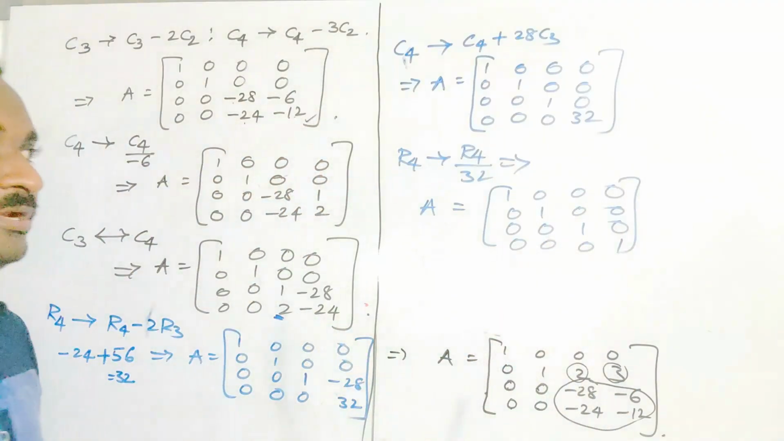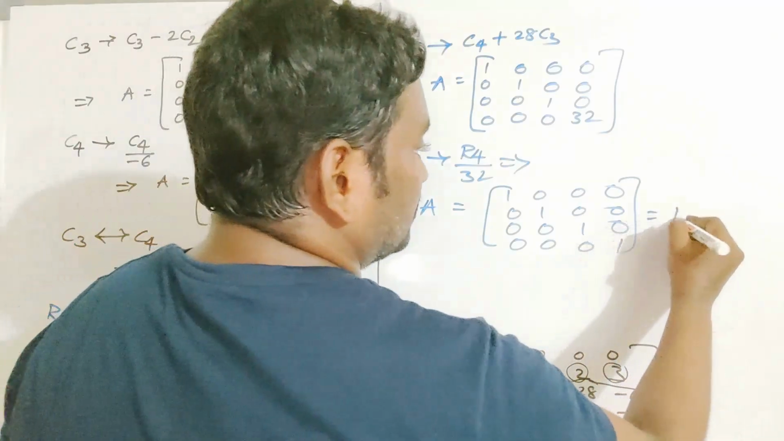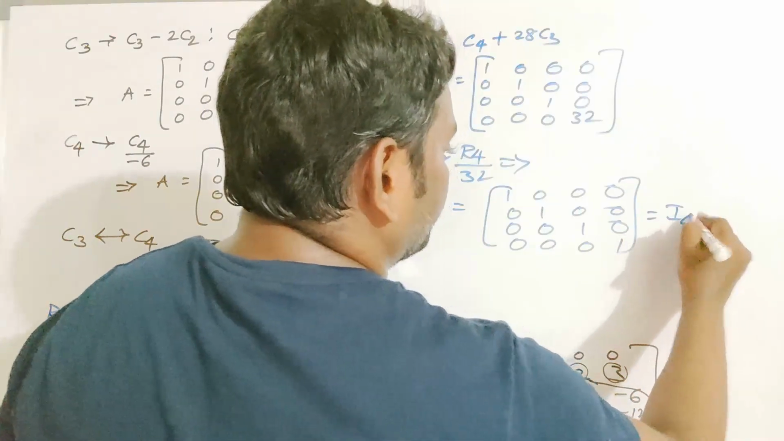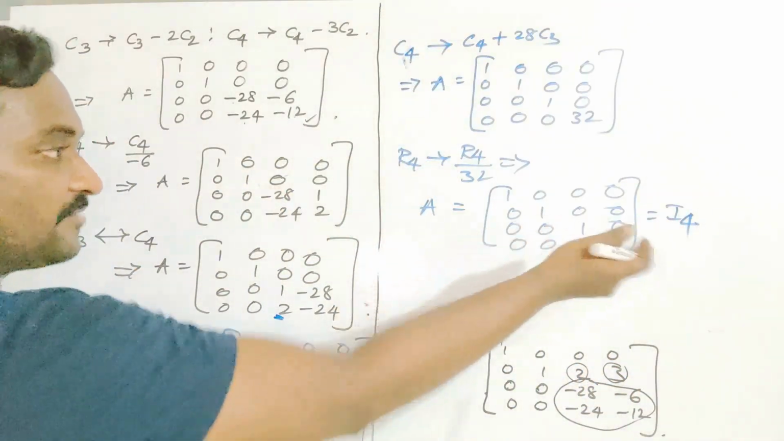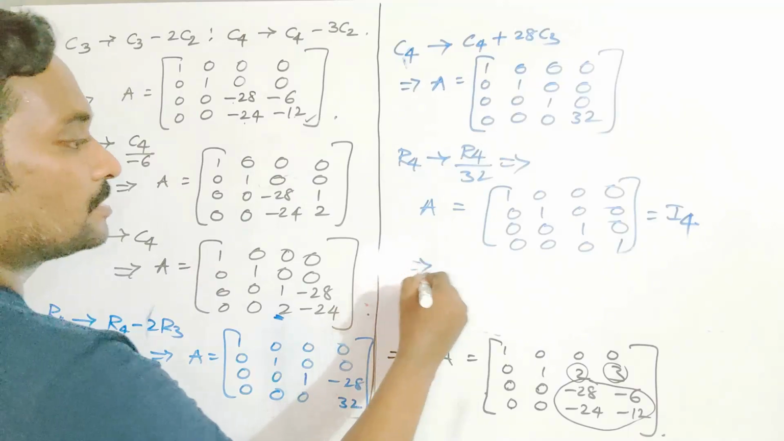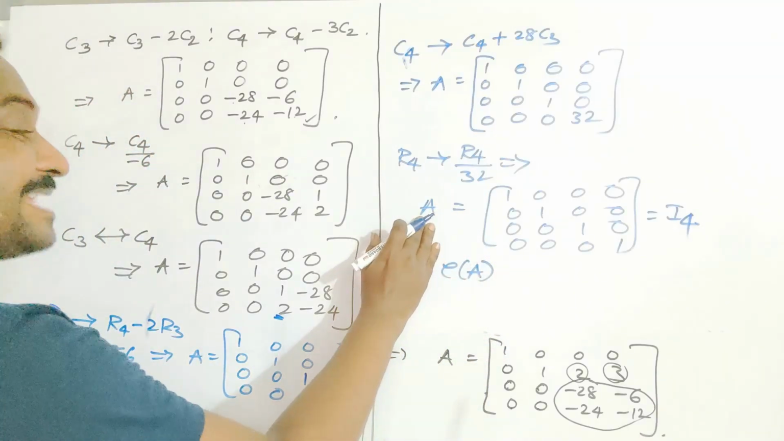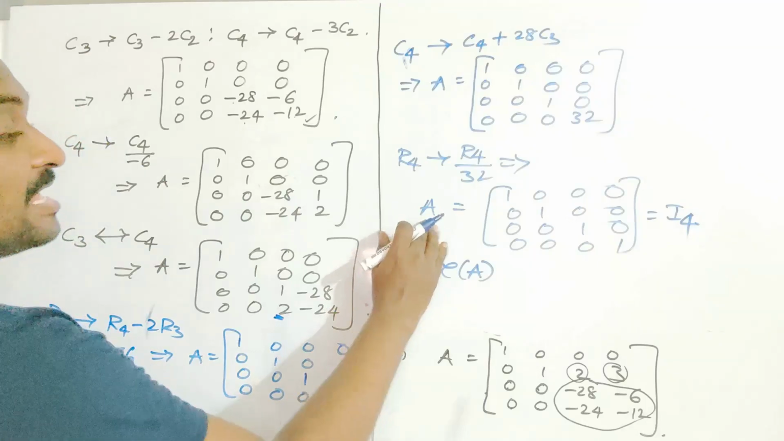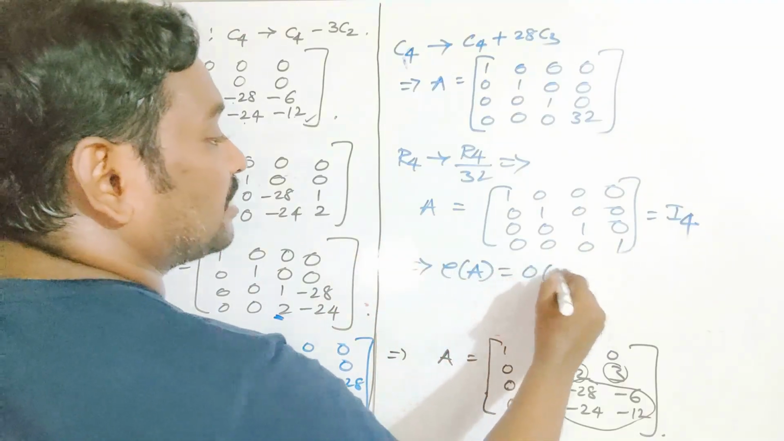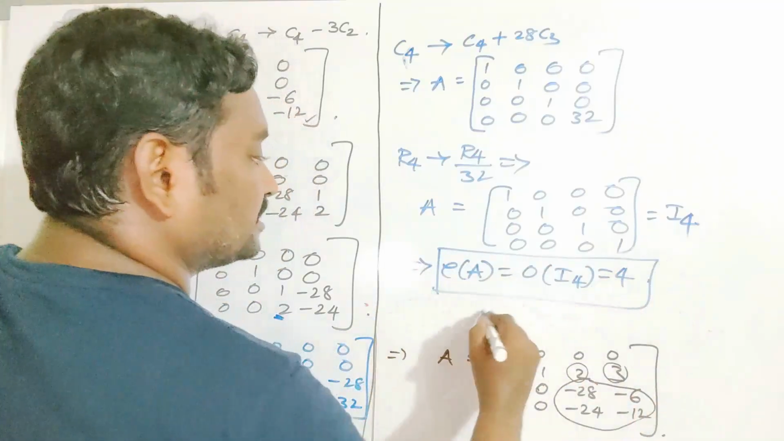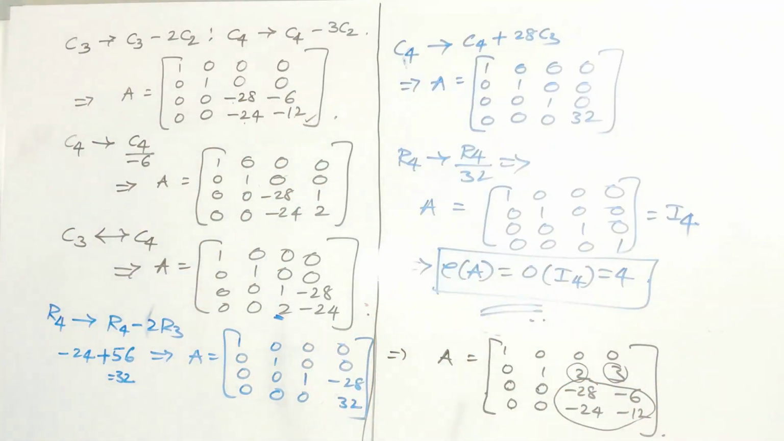Here we didn't get any zero rows and zero columns, that's why here we can write it as I4, the identity matrix of order 4. So A is not in echelon form, A is in normal form. This is also known as canonical form, don't forget it. So the order of I4 would be 4. In this way we can easily get the normal form of the given matrix and the rank also.